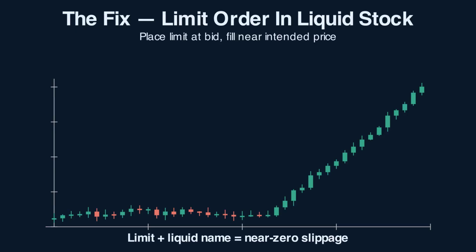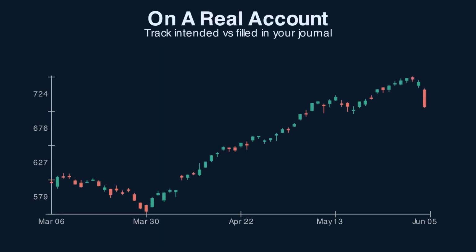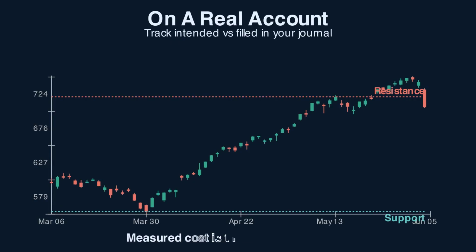Same trade, same setup. The order type choice preserved $36 of the chart's edge. Annualized across 500 trades, that's $18,000 of preserved edge from a single execution rule. In practice, add a slippage column to your trade journal. Log the price you intended to trade at, usually the trigger candle's price, and the price you actually filled at. The difference is your slippage.